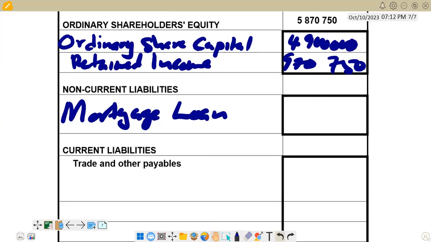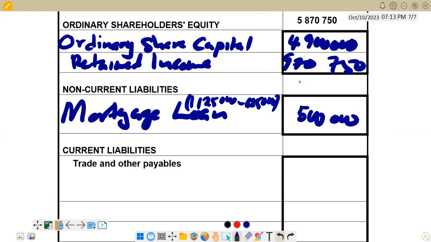Right. So for mortgage loan, we can just summarize the working and say 1,125,000. Then we are subtracting 625,000. So if you calculate it correctly there, you get 500,000. Here it's now 500,000. And this becomes the total for non-current liabilities, 500,000. Then we go to current liabilities now.